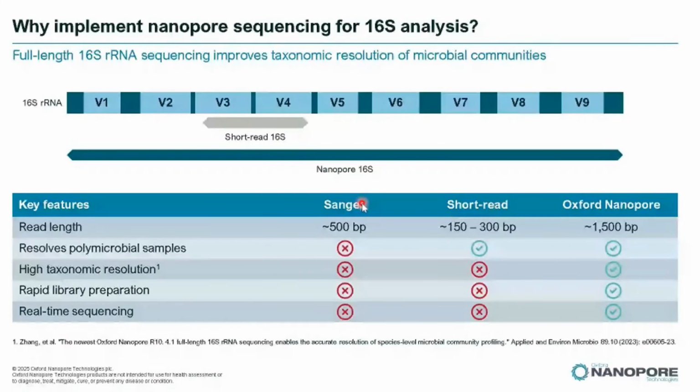Okay, so in Nanopore, we actually sequence the entire 16S gene that gives us more information, and aligned to the database, we will get a clearer image on the genus or even the species of the investigated sample.